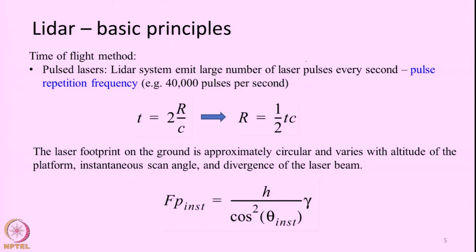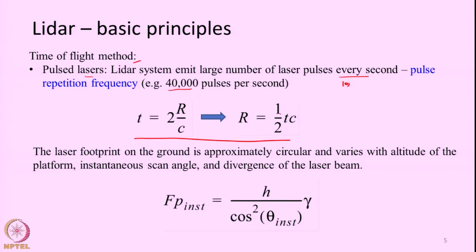This slide contains some basic formulas for the time of flight method. Pulsed lasers are what they use. They send laser pulses, emitting a large number of pulses every second. Some ground based systems will be 10,000, 40,000 pulses per second, some satellite based systems will be on the order of say 10,000 pulses per second and so on. And then the time is measured very simply using the range formula that we have already seen.